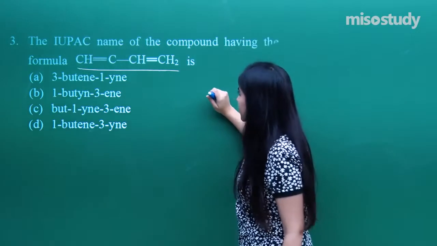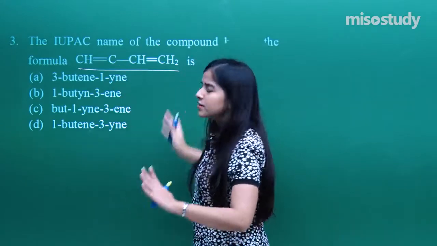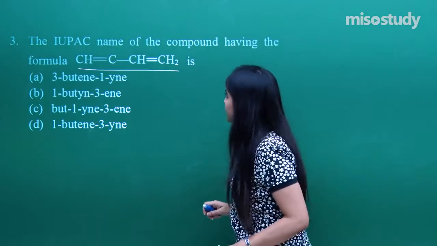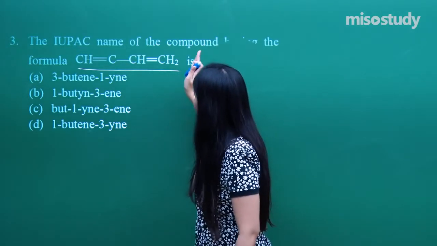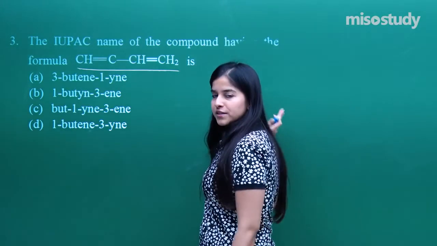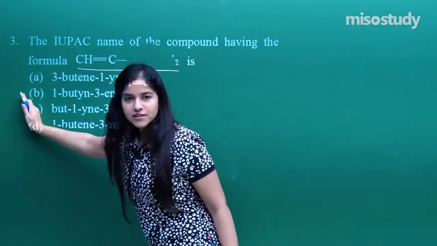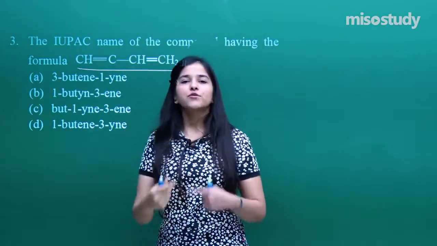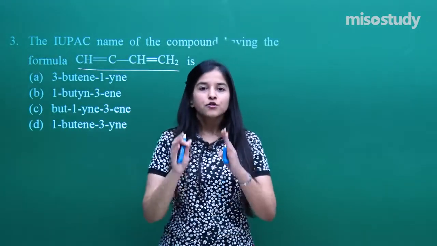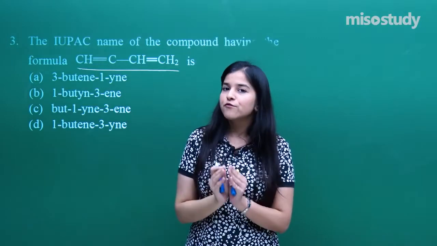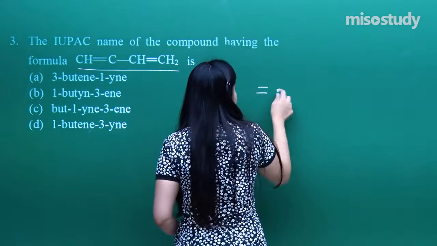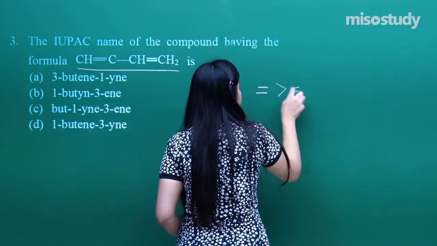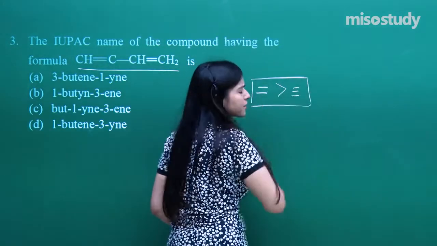So over here, I need not expand this structure. What is the answer? Either I'll start numbering from this side or from this side. So where do I need to start numbering? As I told you, if you have followed my sessions, I told you that double bond is slightly preferred over triple bond.